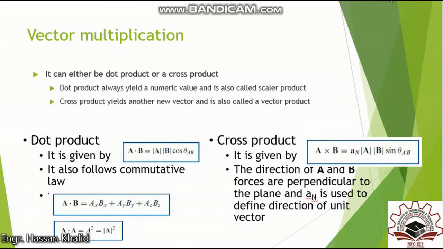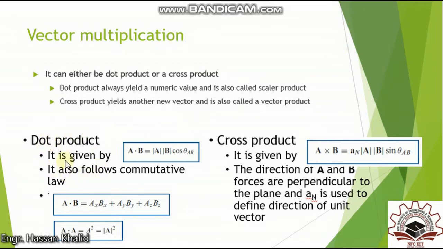Now let's consider vector multiplication. In vector multiplication, we have two basic types of multiplication. One is the dot product and the other is the cross product. In the dot product, we always get a numeric value, and due to this reason it is also called a scalar product. The cross product yields another new vector, and due to this reason it is called a vector product.